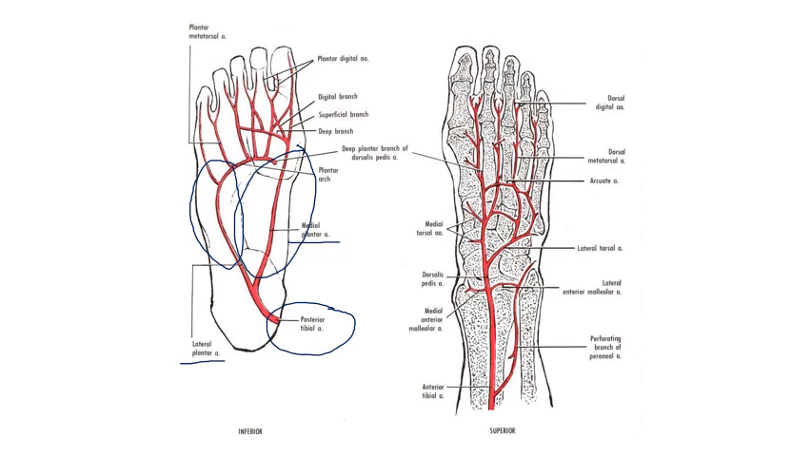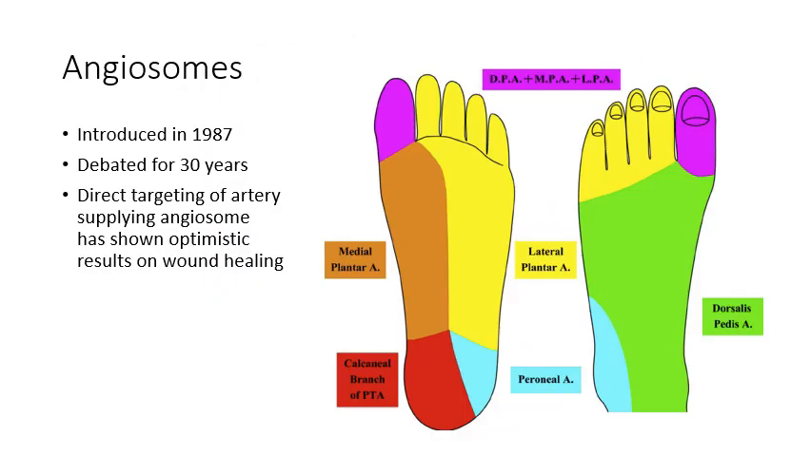So if you look at the superior view on the right side, you see that the anterior tibial artery right here is going to continue and change its name to dorsal pedis artery. And that's going to supply most of the area on top of the foot right here. And this is significant because if we go to the next slide, it mentions the angiosomes.